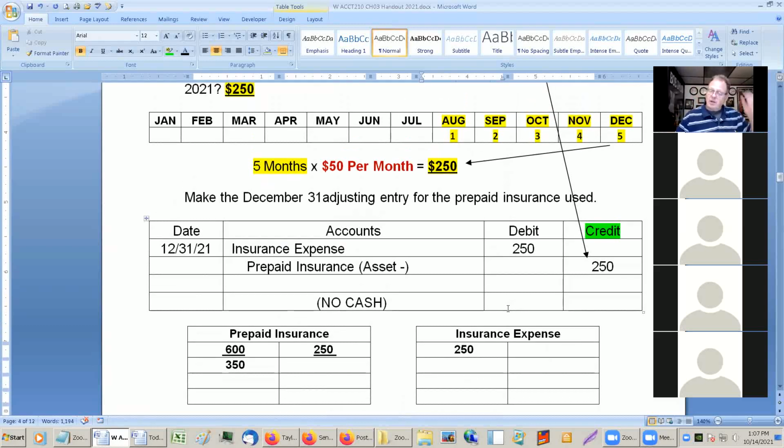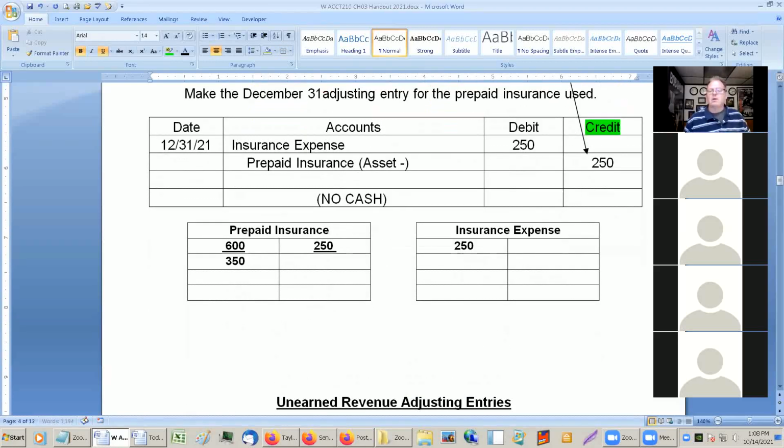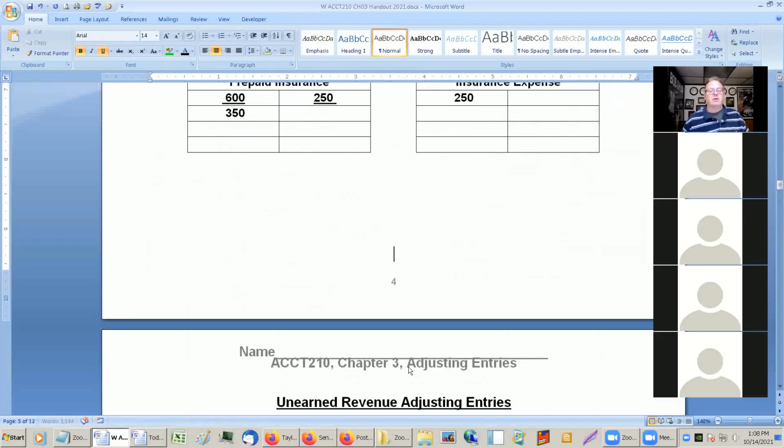So those are prepaid. Prepaid adjusting entries.